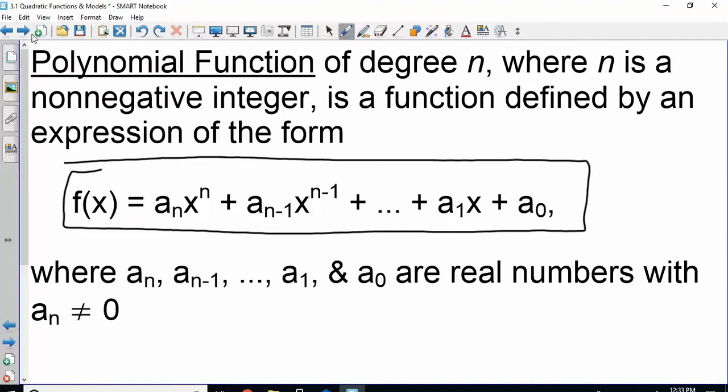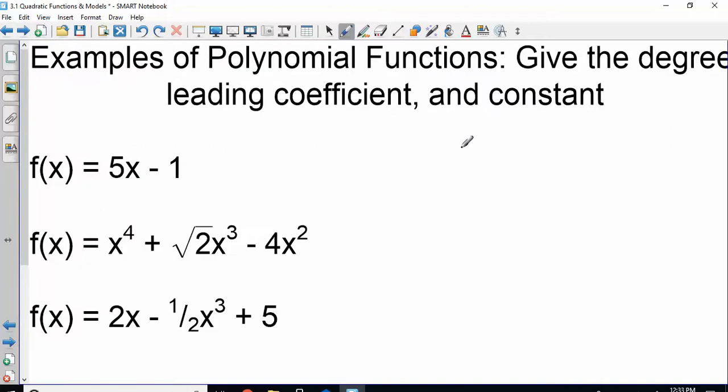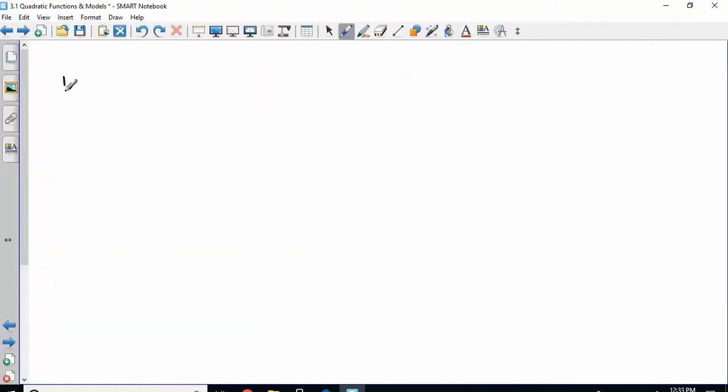So first example, we just want to look at some polynomials, and I want to find the degree, leading coefficient, and constant for each of these. So do you guys remember what all these terms are? The degree, let's fill in these blanks then. Your degree is the highest power of x.